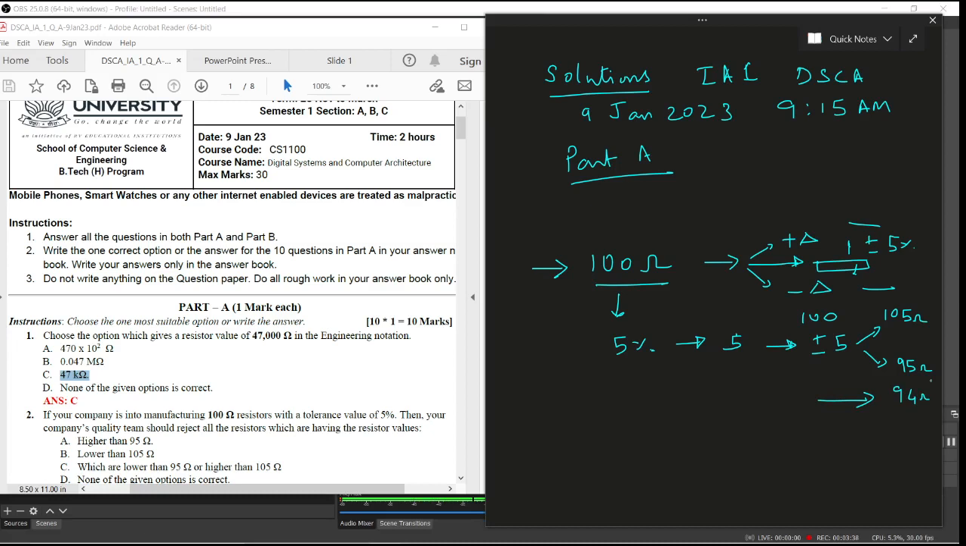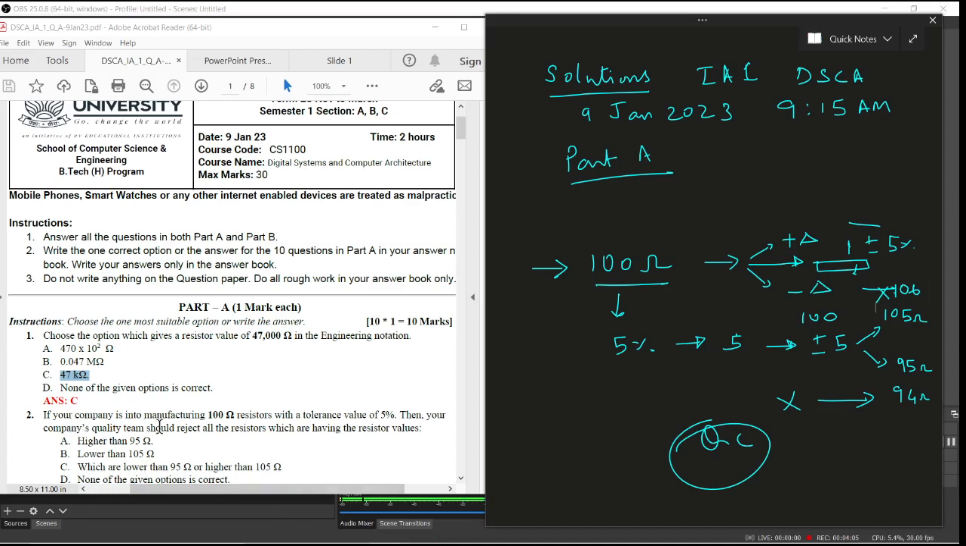Okay, it should be rejected. The quality check, QC, you might have seen, the quality team should check that and then verify whether any resistor is below 95. You should reject it. But you should also reject if the resistor whatever you manufacture is going above 105, because we have committed that all our resistors will have only 5% of tolerance. If it goes to 106, it means 6% tolerance, which is a higher value.